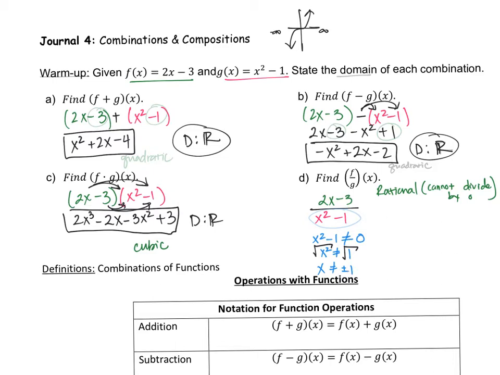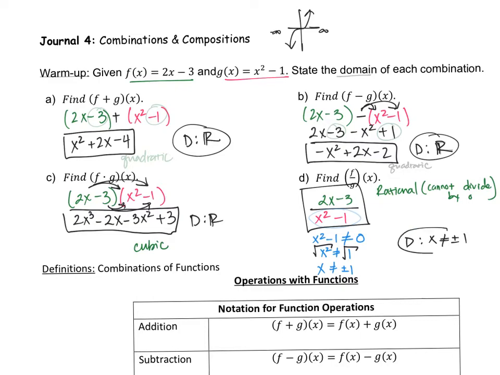So for your domain here, this was your actual equation. You can't simplify that one. But the domain basically is all real numbers except, so x cannot equal positive or negative 1. So I can either say what numbers can work or what numbers don't work. So this is saying all the numbers work except for plus and minus 1.